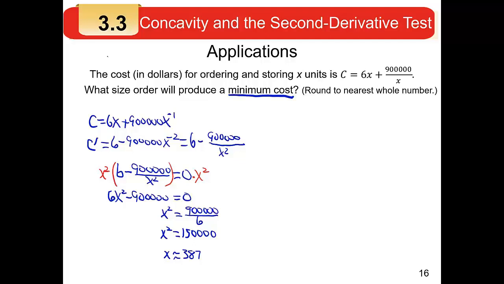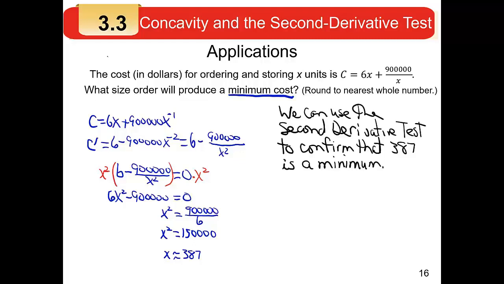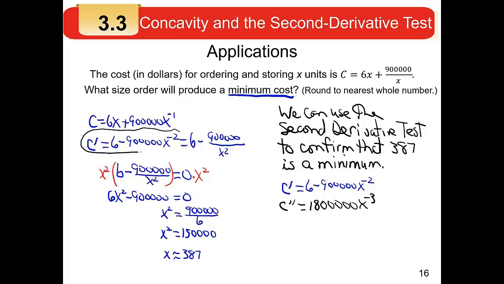Now, technically, we haven't proven that that's a minimum. That's where the second derivative test comes in. We can use the second derivative test to really confirm and verify that it really is a minimum. What you have to do is take the first derivative and take its derivative to get the second derivative. And notice I went back to the form of the derivative where it was written with a negative exponent because that's the easiest form of the first derivative to differentiate.